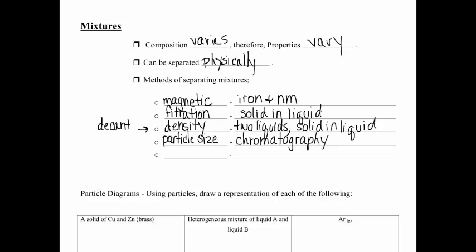And then another way, which I'll show you in class, is distillation. Distillation is when you have two liquids dissolved in each other with different boiling points. So one will begin to boil before the other, allowing you to separate the two.